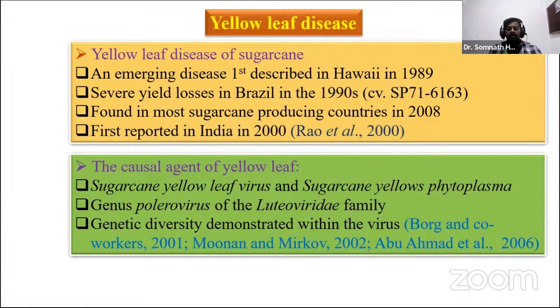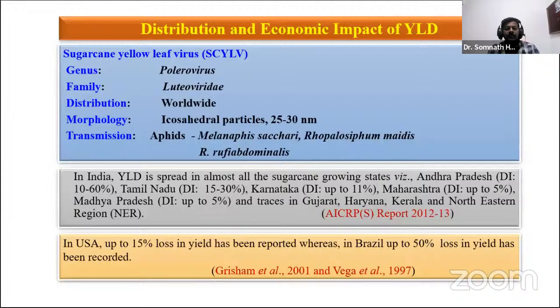As I said, the virus and the phytoplasma are associated with the disease. This virus is transmitted by aphids: Melanaphis sacchari, Rhopalosiphum maidis and Rhopalosiphum rufiabdominale. These are the three reported vectors of the virus responsible for yellow leaf disease. These are the incidences in different states in India as far as this disease is concerned.